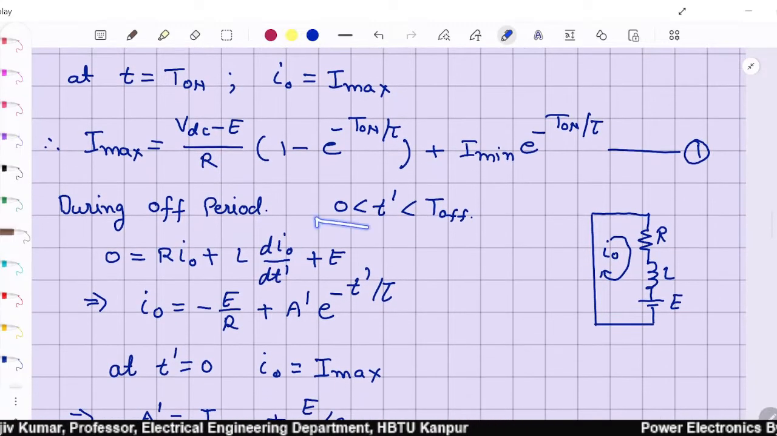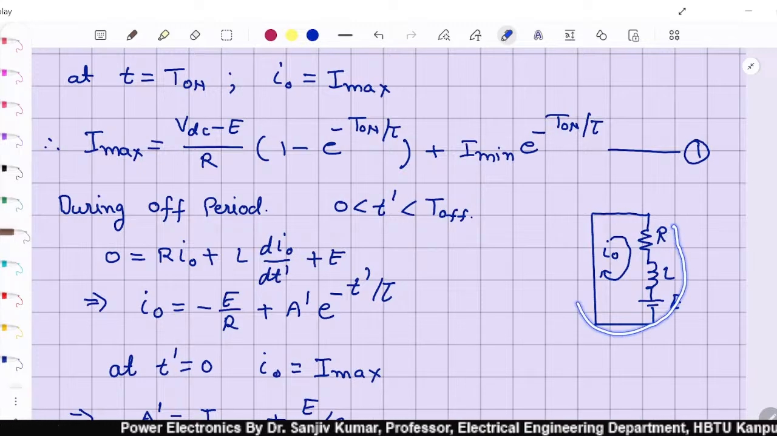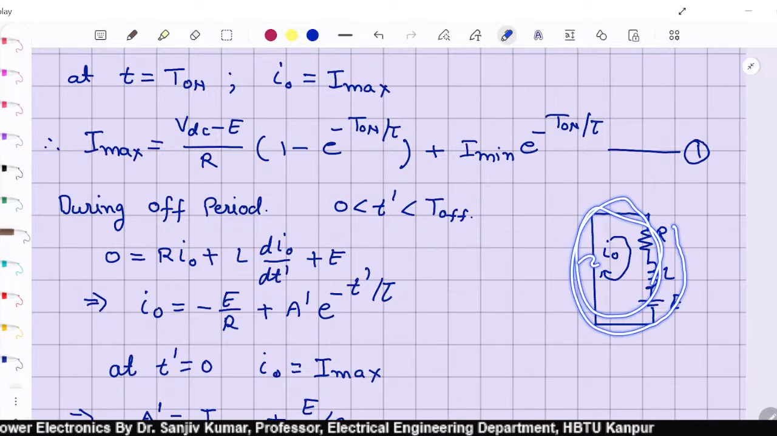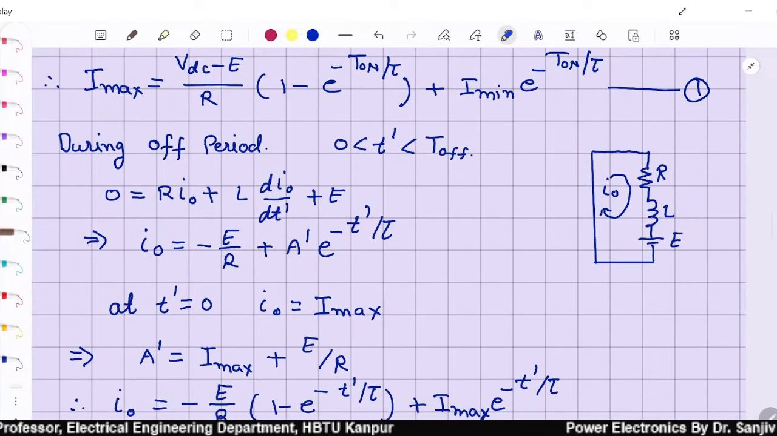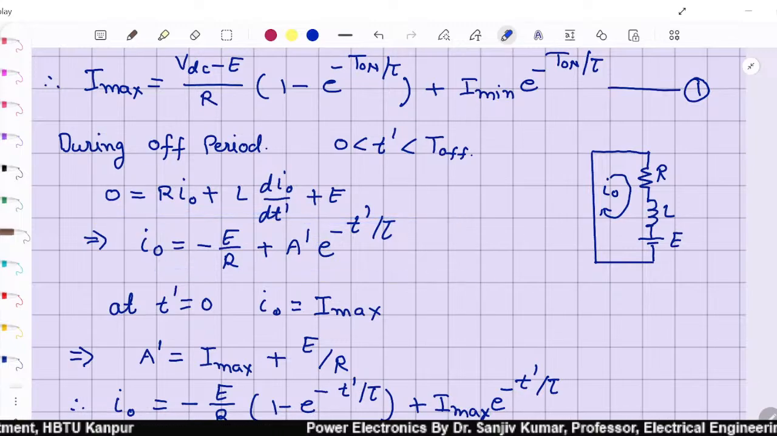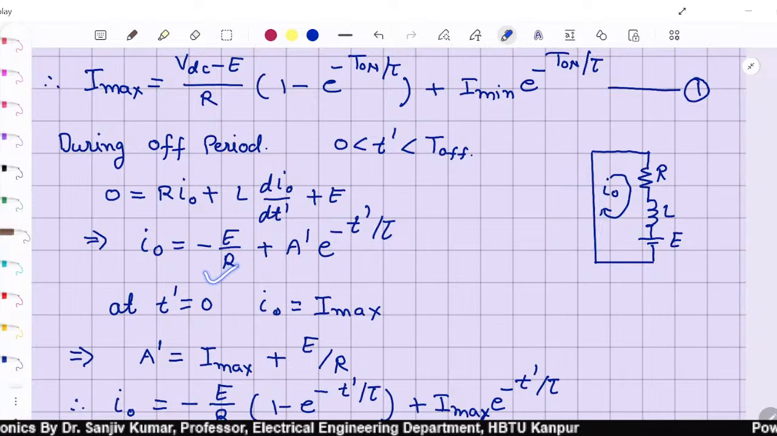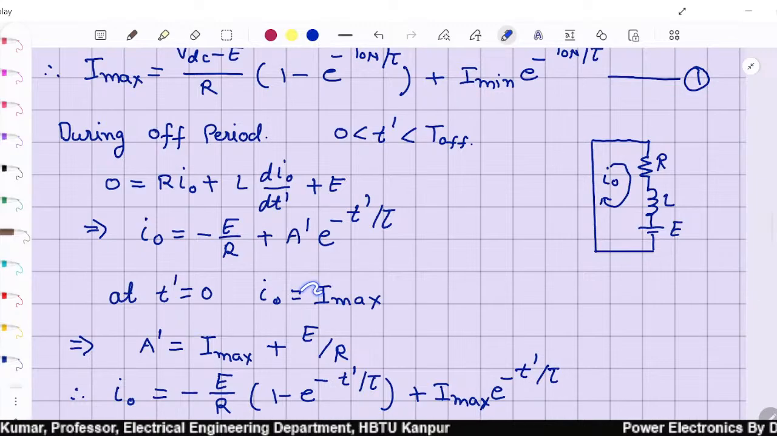Likewise, for the T off period, this current is circulating through the freewheeling diode in the load RLE, and this is the freewheeling diode. Now apply the same KVL, we get the steady state as VDC minus E by R, but here VDC is 0, so it comes out to be minus E by R, and the transient state comes out to be A dash e to the power minus t dash by tau.